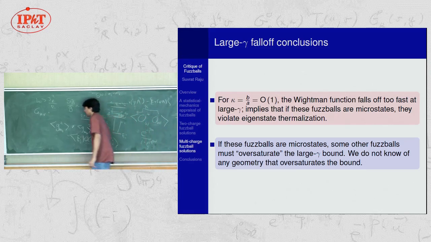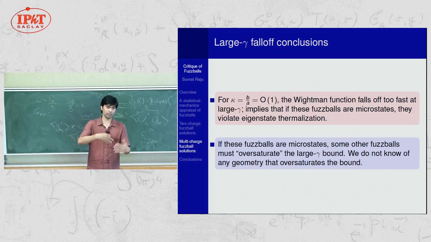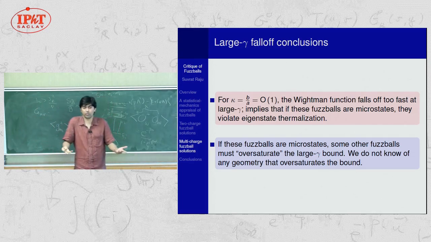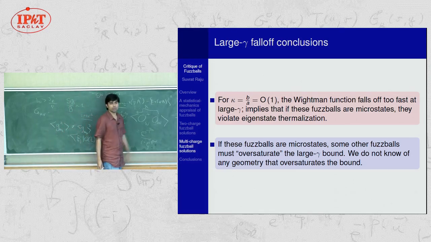You don't care about this, right? You see, the Weitman function is very simple to compute. You have two primary operators. You compute it on the cylinder, and then you use modular invariance to say that's the computation when you have some temperature. So that Weitman function you can compute directly.